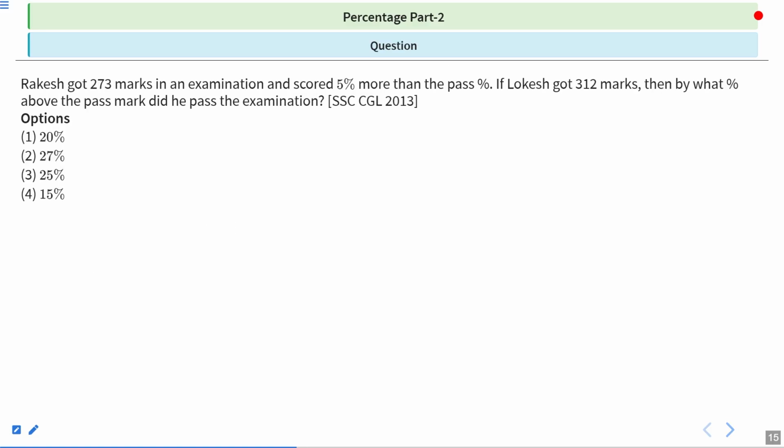Rakesh got 273 marks in an examination and scored 5% more than the pass percentage. If Lokesh got 312 marks, then by what percent above the pass mark did he pass the examination? This question is asked in SSC CGL 2013 exam. Now there are four options. First one is 20, second one is 27, third one is 25%, and fourth one is 15%. Now you have 10 seconds to solve this question. Your time starts now.